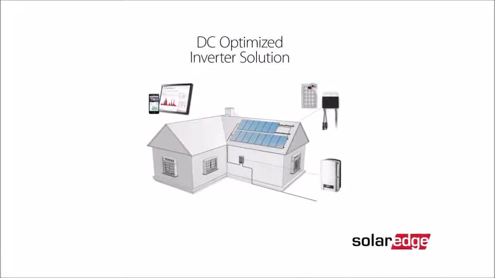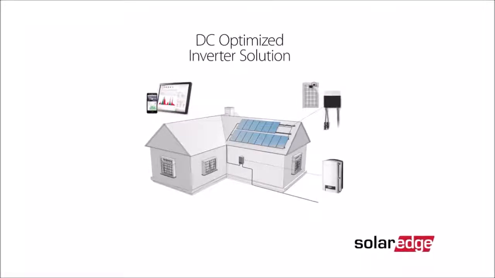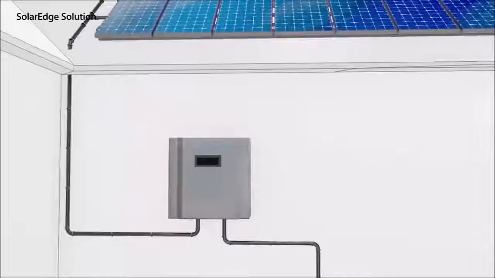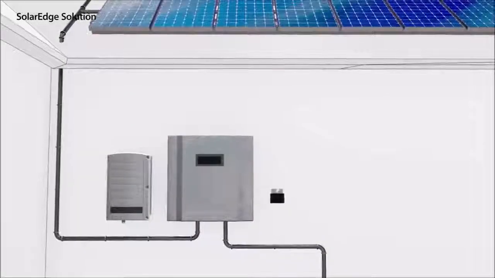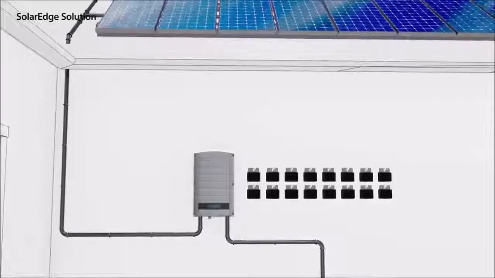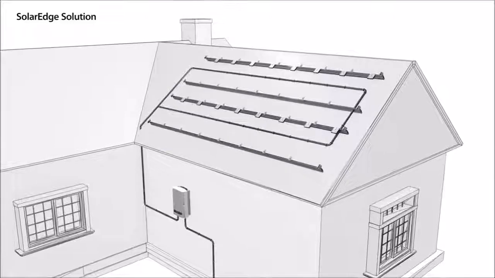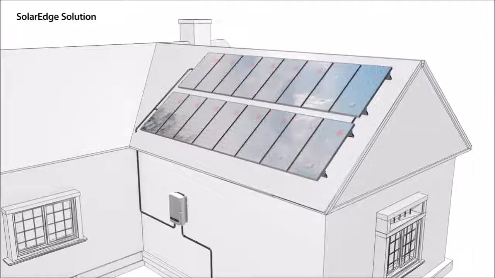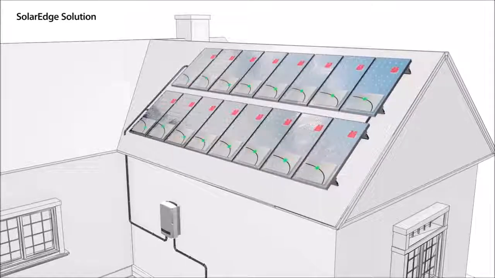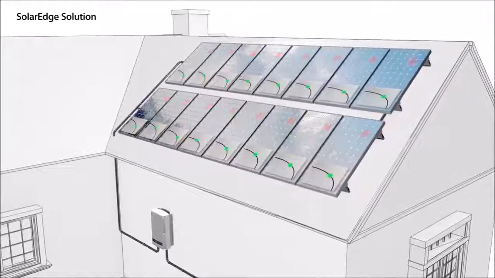The SolarEdge DC optimized inverter topology combines the best of both worlds. Our solution splits the traditional inverter functionality into two products: the power optimizer and a simplified inverter. The power optimizers are located on each panel, turning the panels into intelligent panels. These power optimizers provide panel-level tracking and real-time adjustments of current and voltage to the optimal working point of each individual panel.